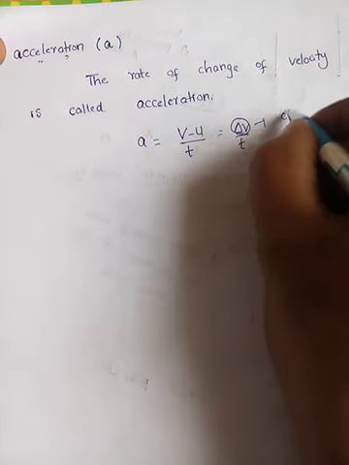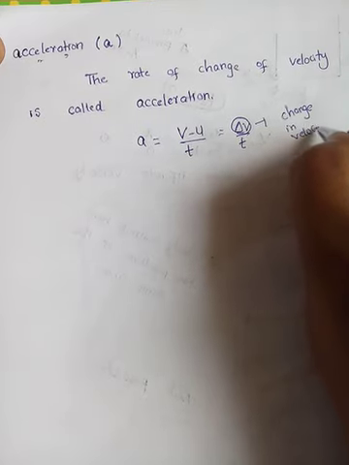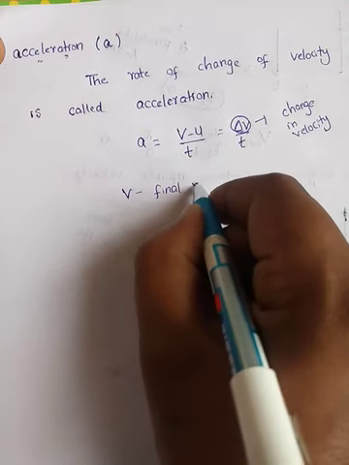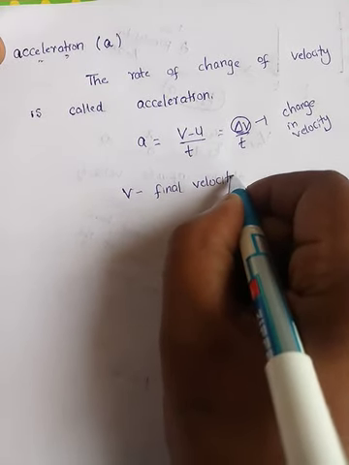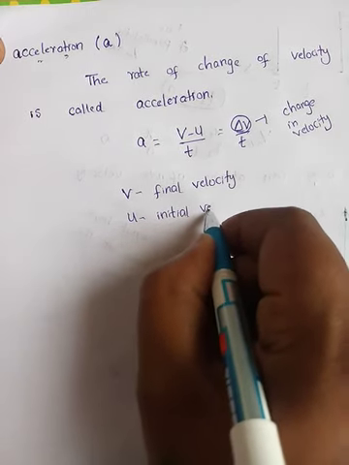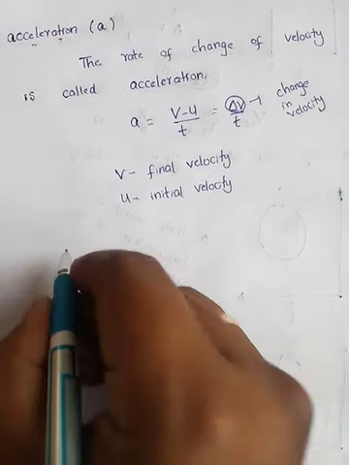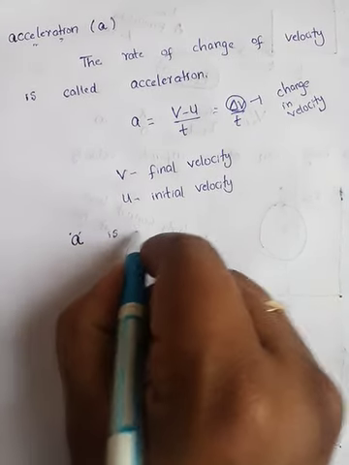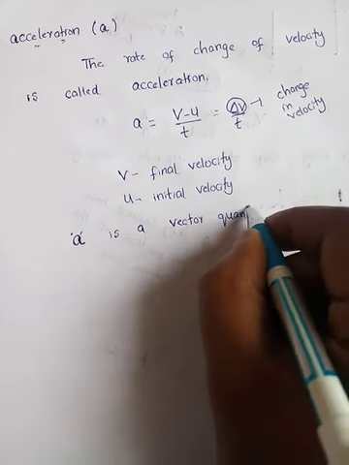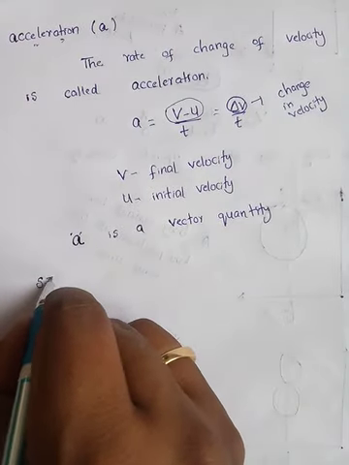What is delta v? Change in velocity in a particular interval of time. What is v here? v is called the final velocity. u is called the initial velocity. Velocity is a vector quantity, so acceleration is also a vector quantity. It has direction just like velocity.